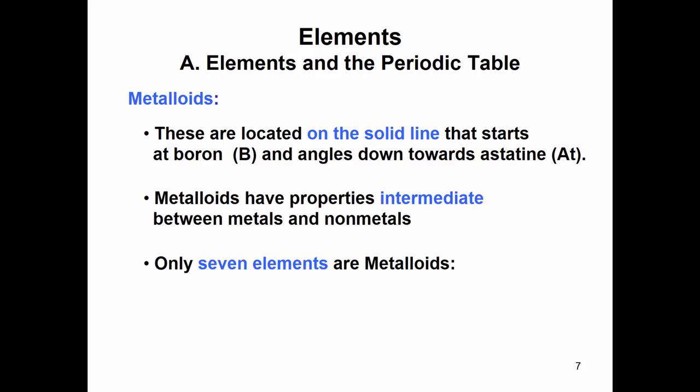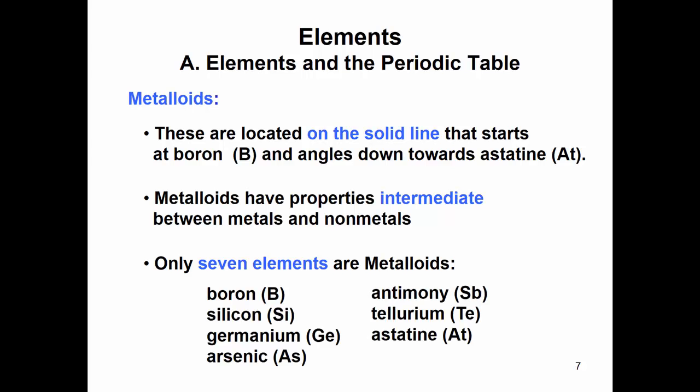Metalloids are located along the stair step that I mentioned, the solid line that starts up at boron and then angles down. The metalloids have intermediate properties between metals and nonmetals. They are called semiconductors, and they have some common properties of both metals and nonmetals.